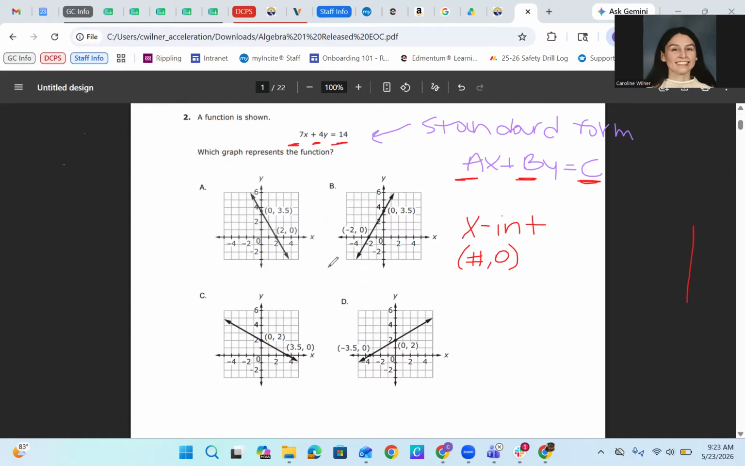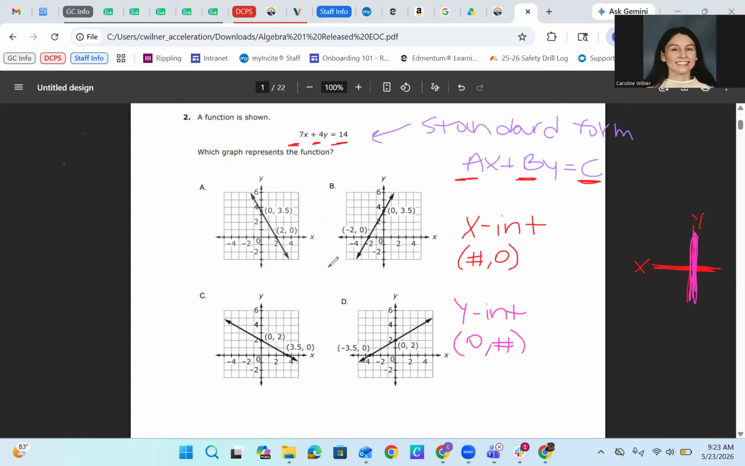So an x-intercept is when you have a number comma 0, and that will be along the x-axis. So in terms of x and y, an x-intercept will be along the x, whereas a y-intercept is the opposite: 0 comma number, which you will see on the vertical axis.